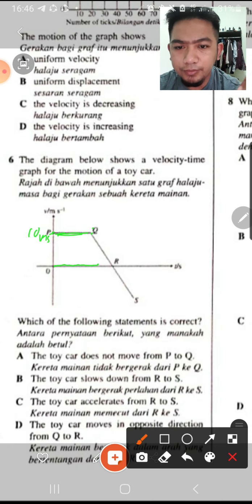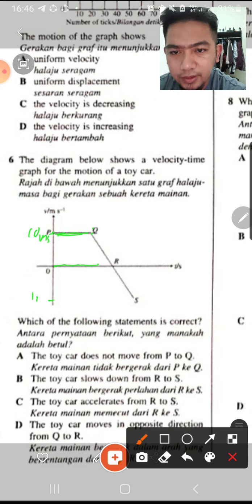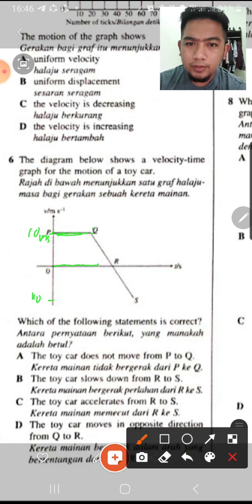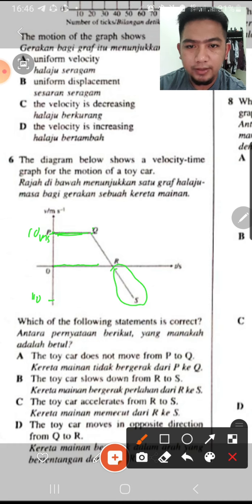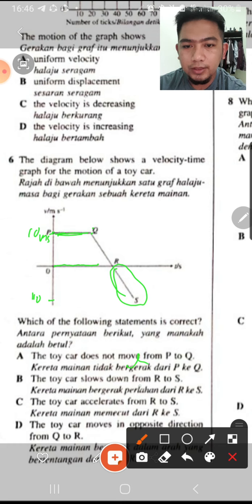Alright, so B, the toy car slows down from R to S. R to S, the value here is negative. Let's say negative 10. But this graph is below the axis. This does not mean it slows down. It accelerates here. It is just a different direction. It does not mean it is getting slower. So B is also wrong.